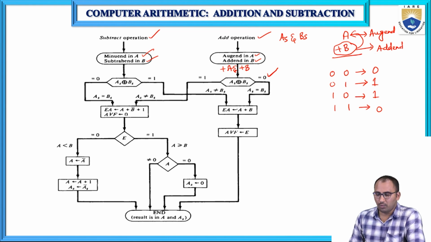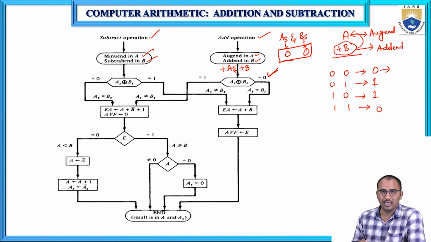So what is the sign of both the numbers? Both numbers are positive only. So both numbers are positive means the sign of both the registers. In AS we will store 0, BS also 0. So 0, 0. That means output is 0. So output is 0 because the signs are same.